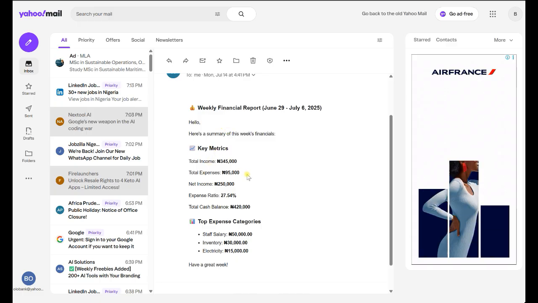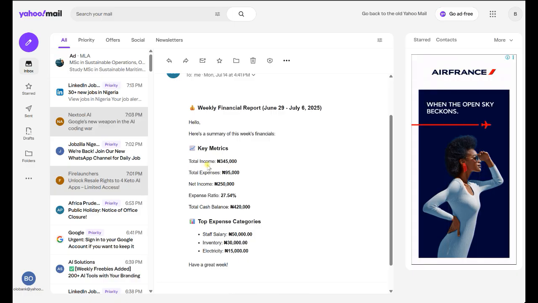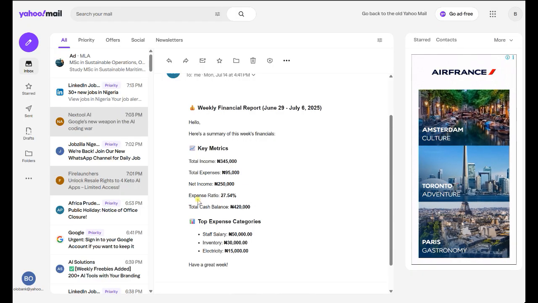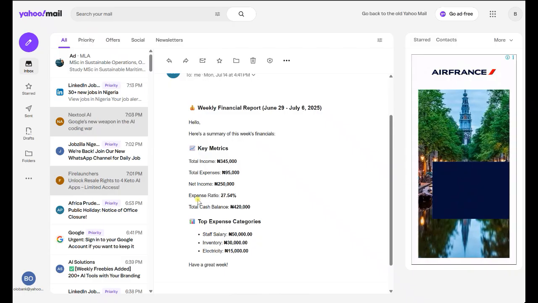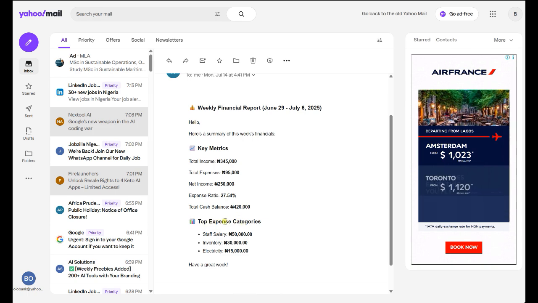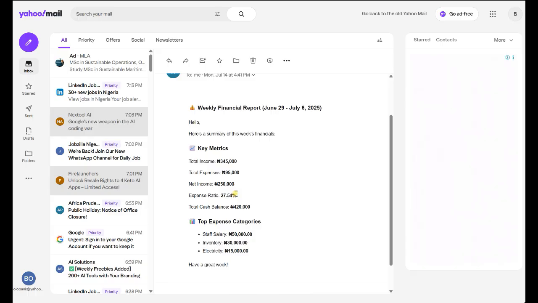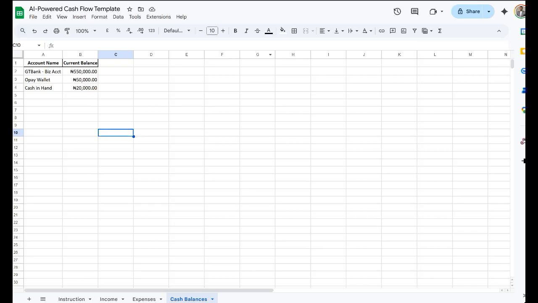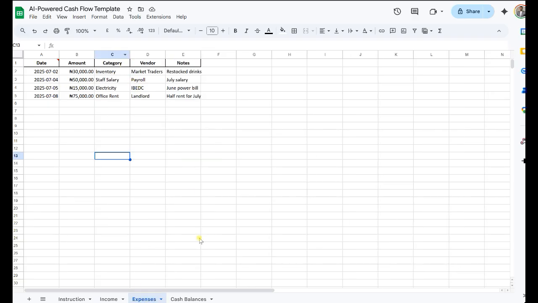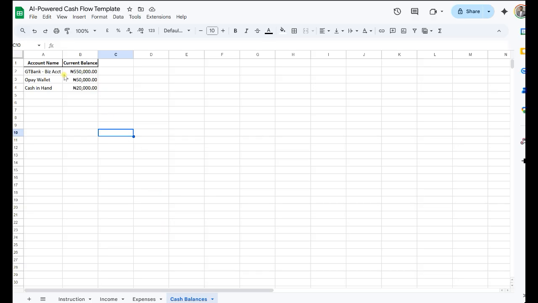So the key metrics that our system is designed to give you are the total income, the total expenses, the net income, and the expense ratio. That means your expenses in tandem with your revenue or income. Then you have the total cash balance, and it also gives you a snapshot of the top expense categories. So you get this in your inbox every Friday or every Monday, without lifting a finger, without knowing how to crunch numbers. All you need to do is make sure that either you or someone inputs your income as it comes, your expenses as they go, and your cash balance for your business, either at the bank or at hand.